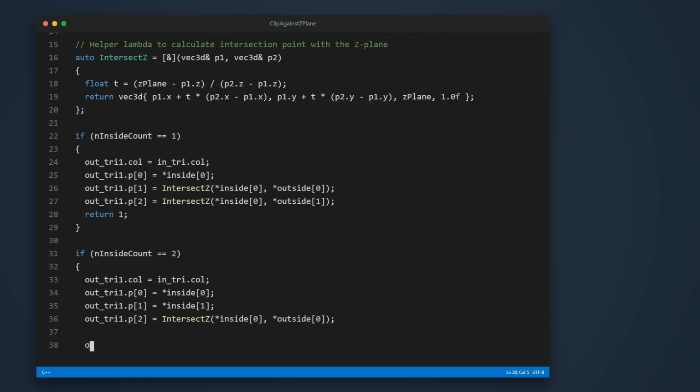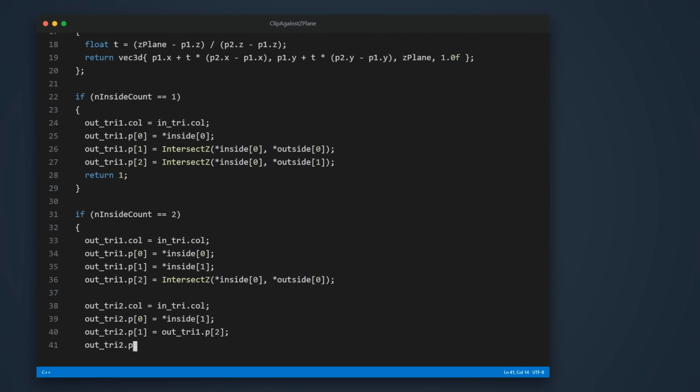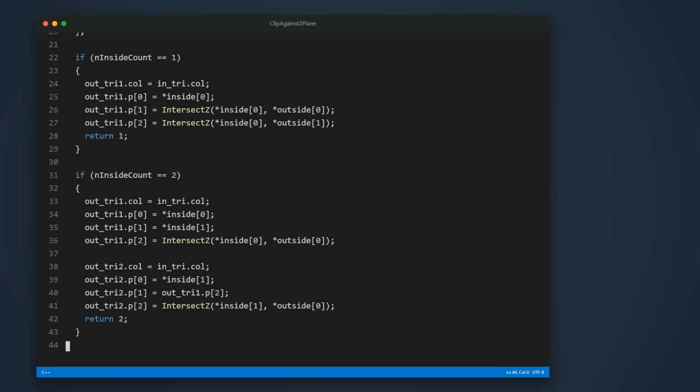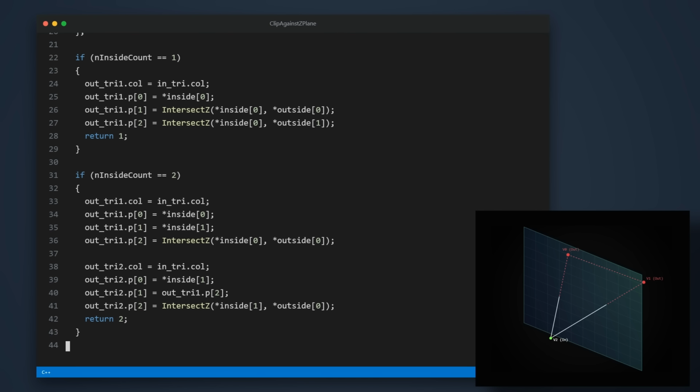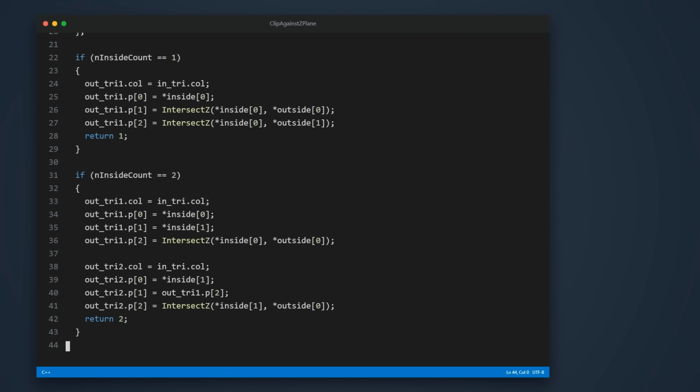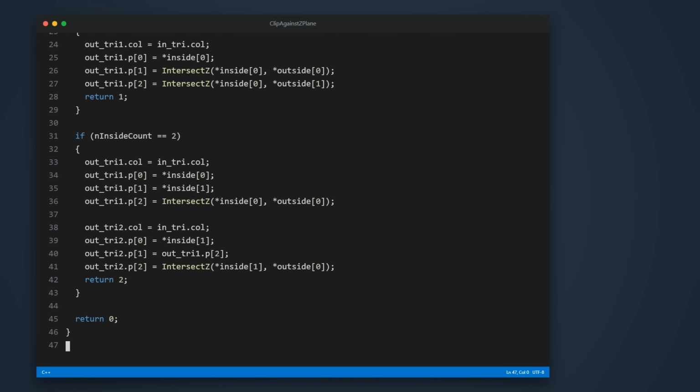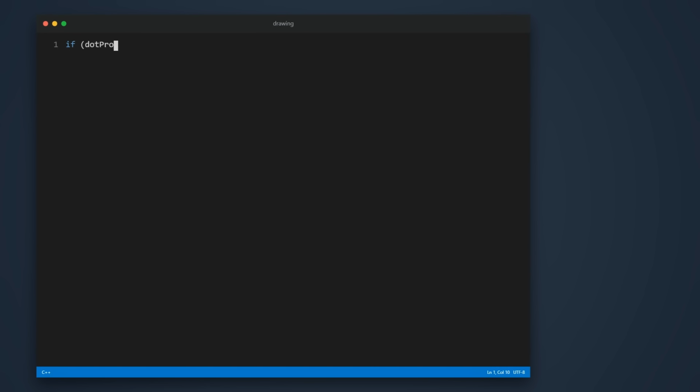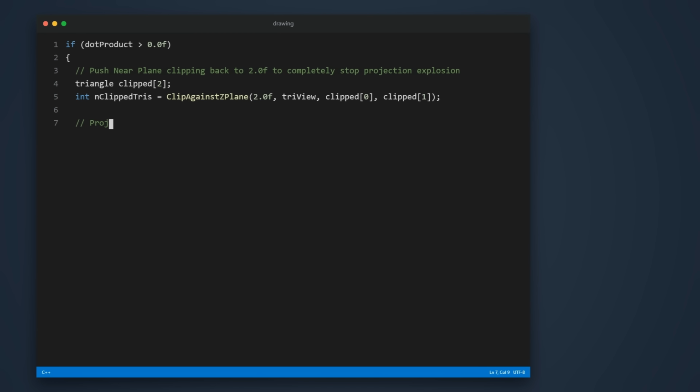Scenario 2. 2 points fall behind the camera, leaving only 1 point visible. We chop off the bottom and we are left with a smaller triangle. That's easier. We find the two intersection points on the glass and output one new, perfectly clipped triangle. We run this clipping math right after the view transform, but before the perspective divide. By doing this, we absolutely guarantee that no vertex with a z value less than our near plane will ever make it to the division step.